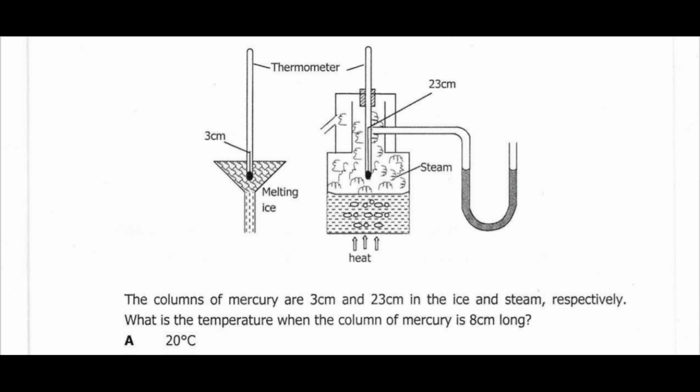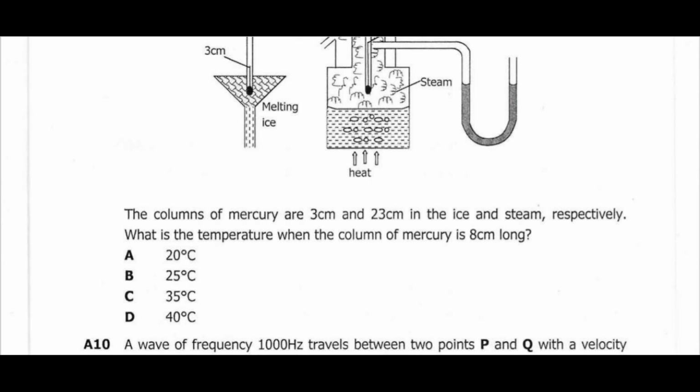What is the temperature when the column of the mercury is 8 centimeters? So how do we calculate the temperature? The formula is this one. Temperature is equal to X divided by Y multiplied by 100 degrees Celsius. Now, what is X? We need to find the X.